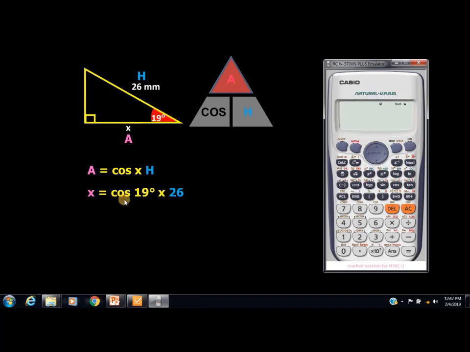Okay, cosine 19. Remember to close the bracket because this is the angle. Now multiply by 26, press equals. There is the answer for this question. The answer is 24 point and a lot of decimal places. We don't want all the decimal places, so we go shift, set up, fix, and 1. There is the answer, 24.6, and the unit is millimeters.